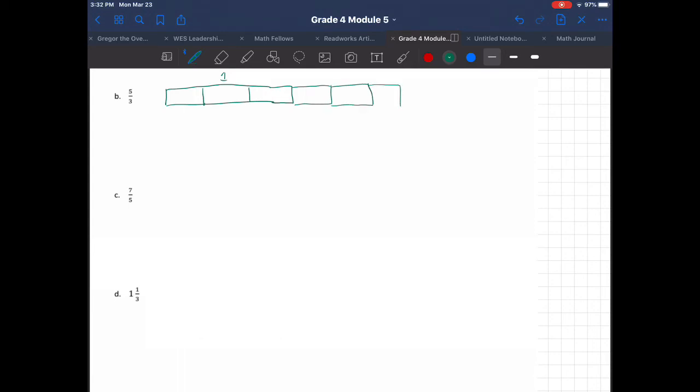There's 5/3. I'm going to fill that in so that I've got a total of 2, right? Because each of these is 1 whole. And I'm going to shade in 5 of them. 1, 2, 3, 4, 5/3. And now I have to write out some number sentences that total up to 5/3.